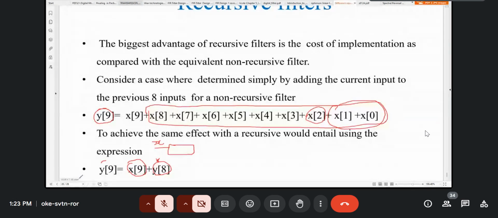This is a recursive filter. The moment you get y[8], you don't have to keep on adding all of this. Just take the value you received earlier and get y[9]. So you can see this is the major advantage of a recursive filter. It cuts all this addition down to simply this addition. With the non-recursive filter, as the sample index increases, y[10] means all this plus x[10], and y[11] is all this again. So there's a lot of addition. The recursive form makes it very easy to achieve this.